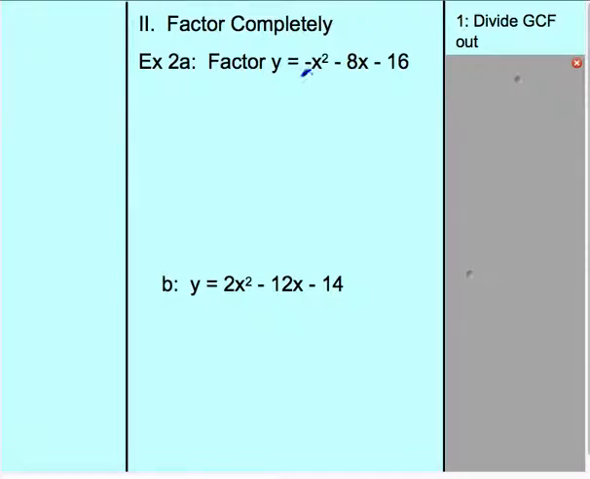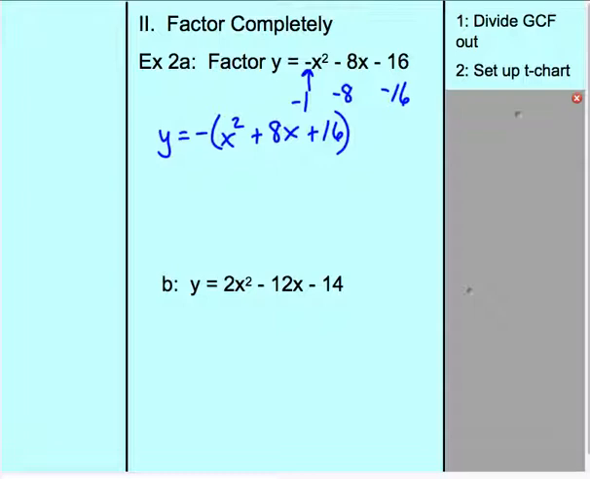So I'm looking here and I see a -1. We've obviously got a -8 and a -16. So we can drop the x's for now and just look at the numbers. The only thing all three of them have in common is a negative. So I'm going to factor the negative out. So this is going to turn into y equals -1 or negative x squared. Dividing it out of the -8x, it becomes positive 8x. And -16 divided by -1 is a positive 16.